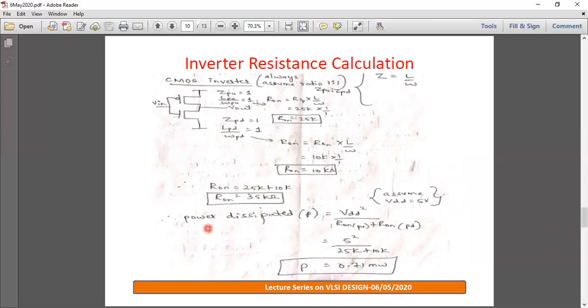And if they ask you to compute the power dissipated by the CMOS inverter, as you know, power P equals V square by R. Here the total resistance is 35K and the supply voltage is 5, hence V square is 5 square. Hence the power dissipated by the CMOS inverter is 0.71 milliwatts.